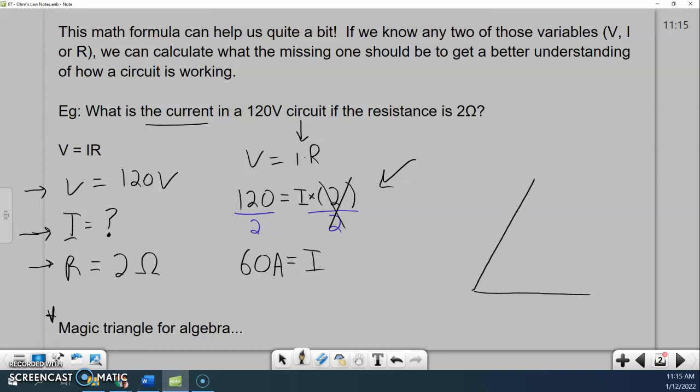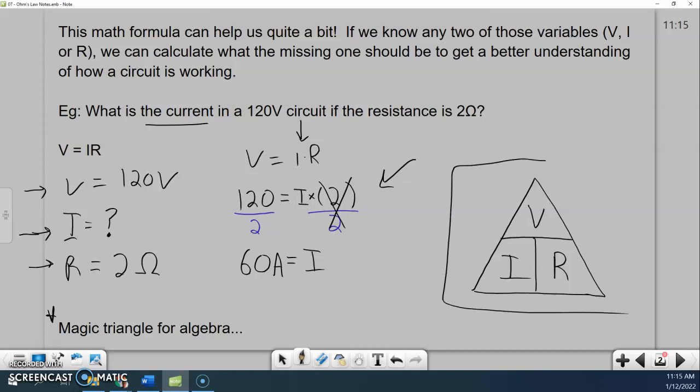So here's our triangle. It looks like this, kind of like a pyramid. It's more of a pyramid than a triangle. V equals I times R. So how this magic triangle works, and if you're not good at algebra, I would write this down in your notes. How this magic triangle works is it tells you how to do your math.